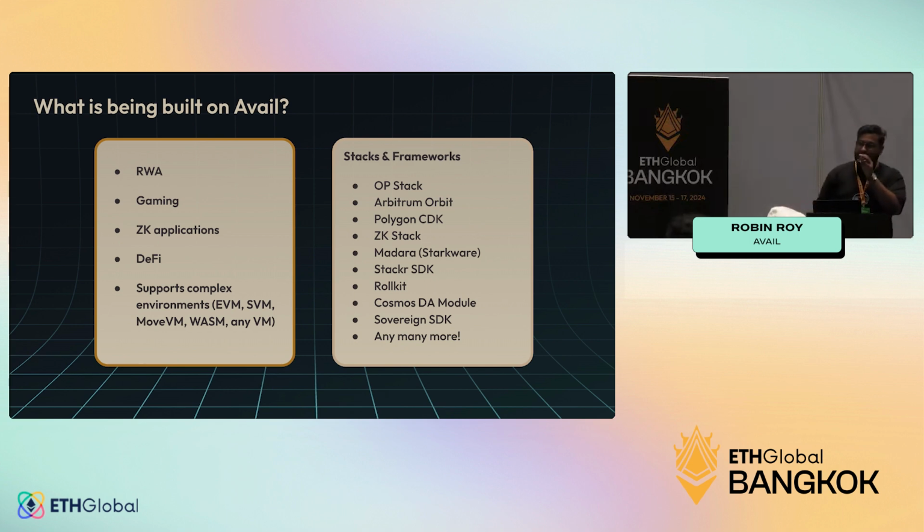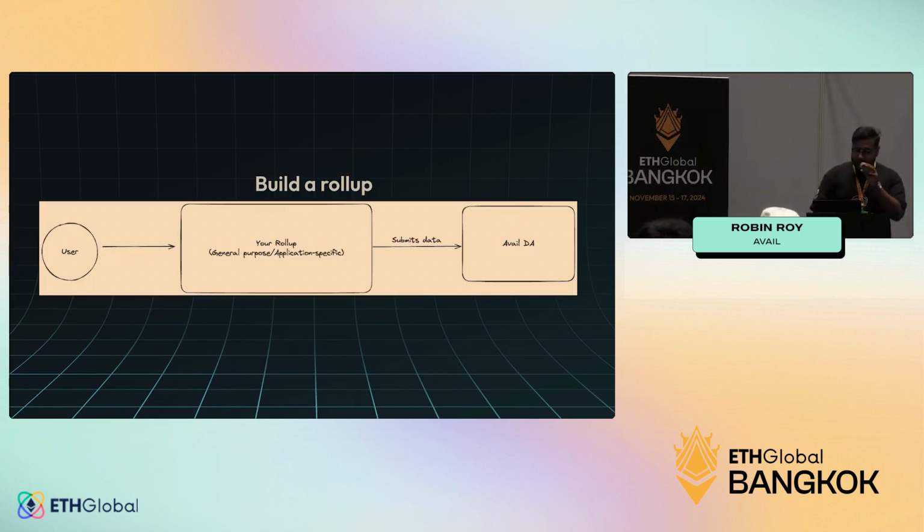So we've got a couple of stacks and frameworks that already allow you to do it, such as OP Stack, Arbitrum Orbit, Polygon CDK, ZK Stack, Madara, Starknet stack, Rollkit, Cosmos SDK, Sovereign SDK, all sorts of stacks there. But for our bounties at this hackathon, I think you already know that we have an Arbitrum Orbit bounty, and we have a bounty with a team called Cartesi. And I'll dive deep into that moving forward. But essentially, all you have to do is deploy your application using either Arbitrum Orbit or Cartesi, and you can actually win prizes.